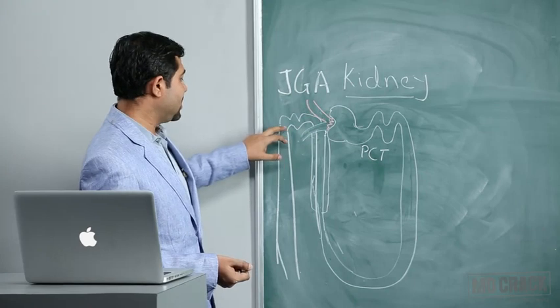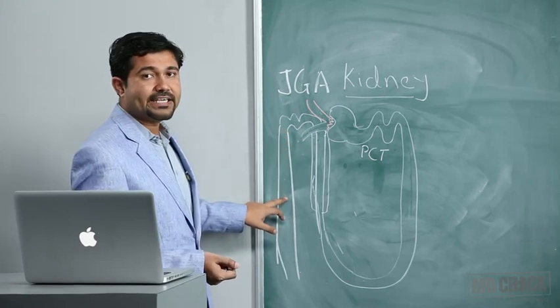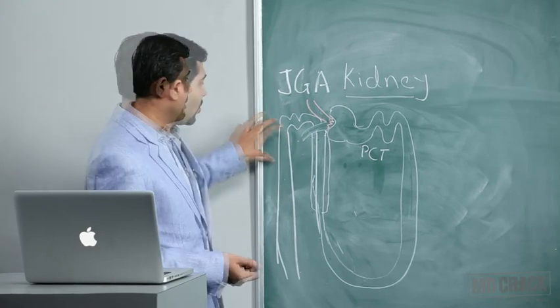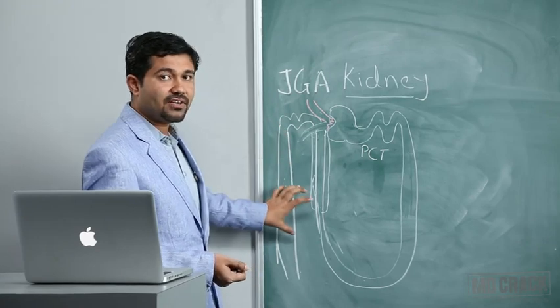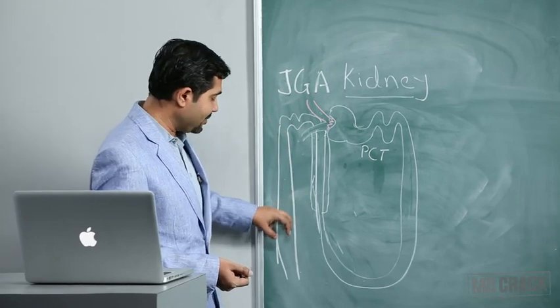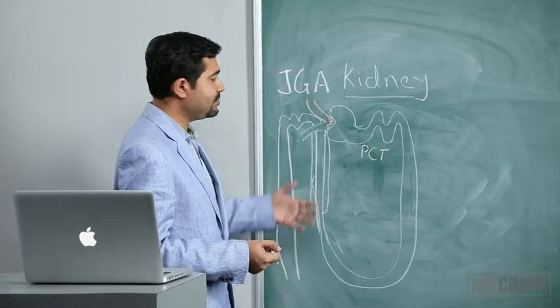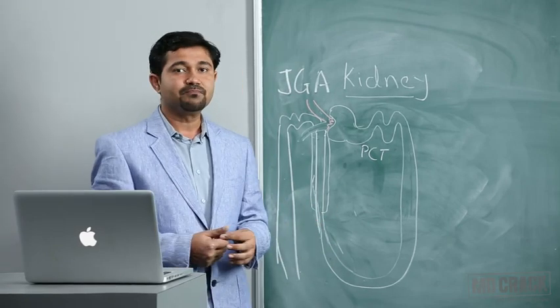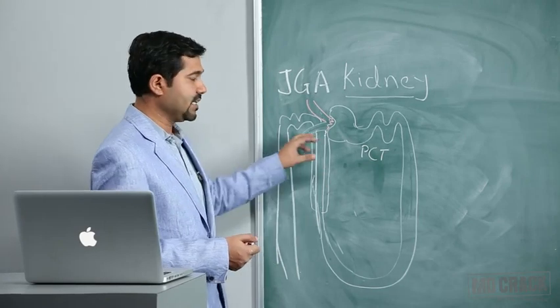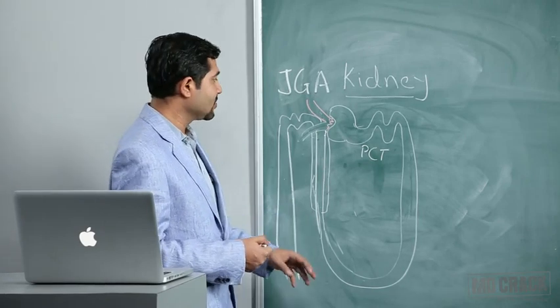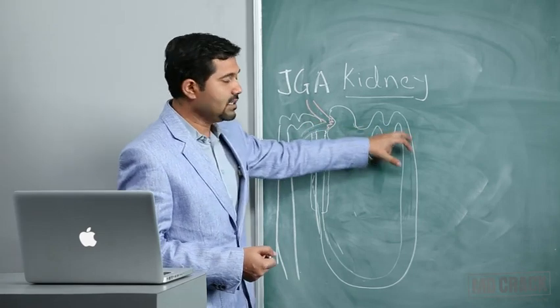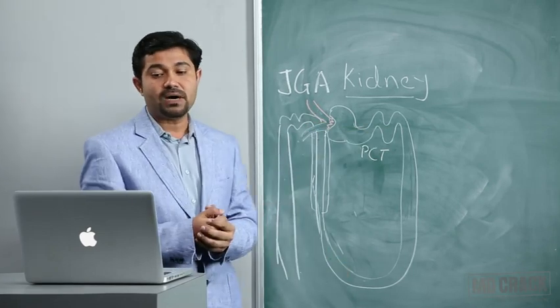And from this DCT, what we have got is the collecting tubule. So this is the cortical part of the collecting tubule, the medullary part of the collecting tubule, and ultimately we will have the collecting duct, which will go into the minor calyx, major calyx, and ultimately the renal pelvis and the ureter. That is the passage through which the filtrate has to pass.